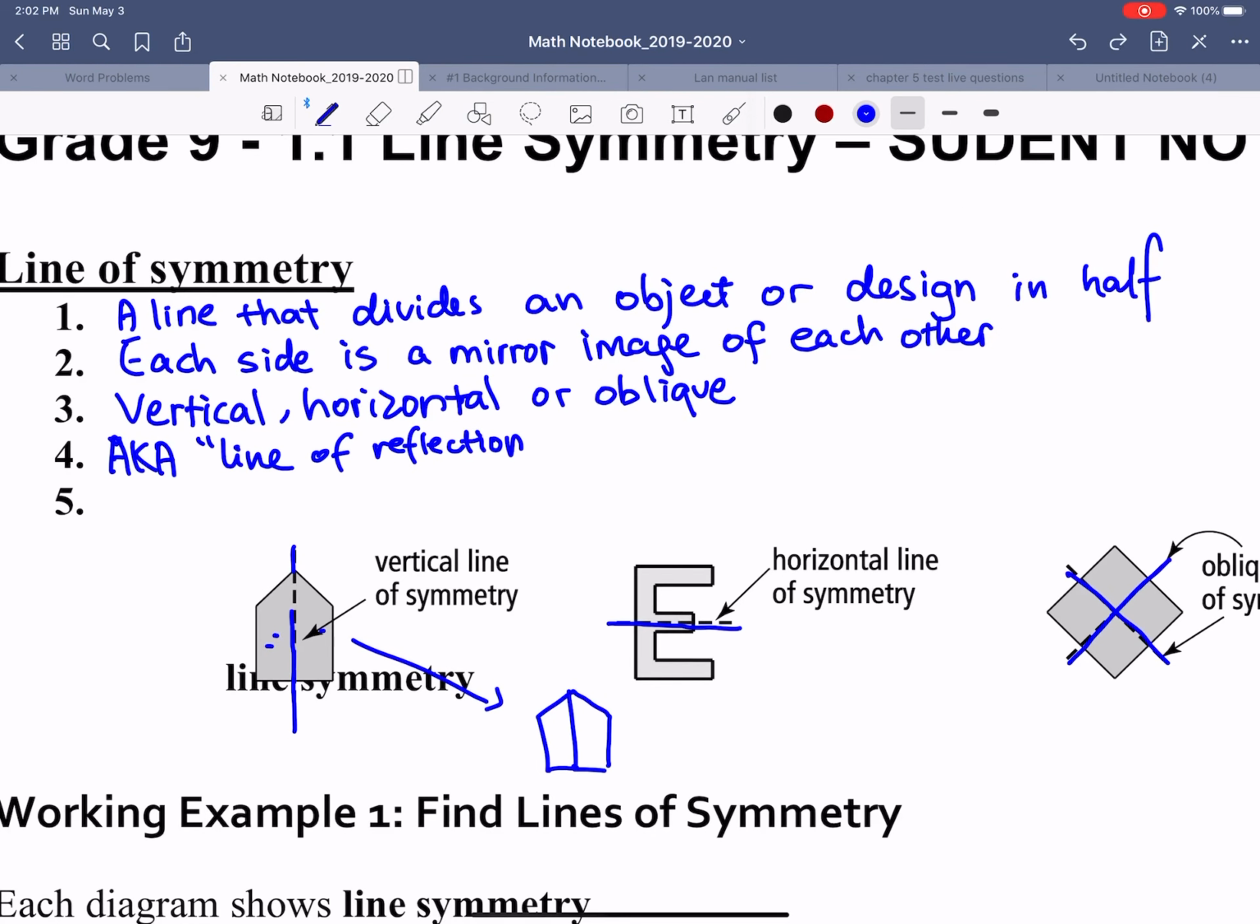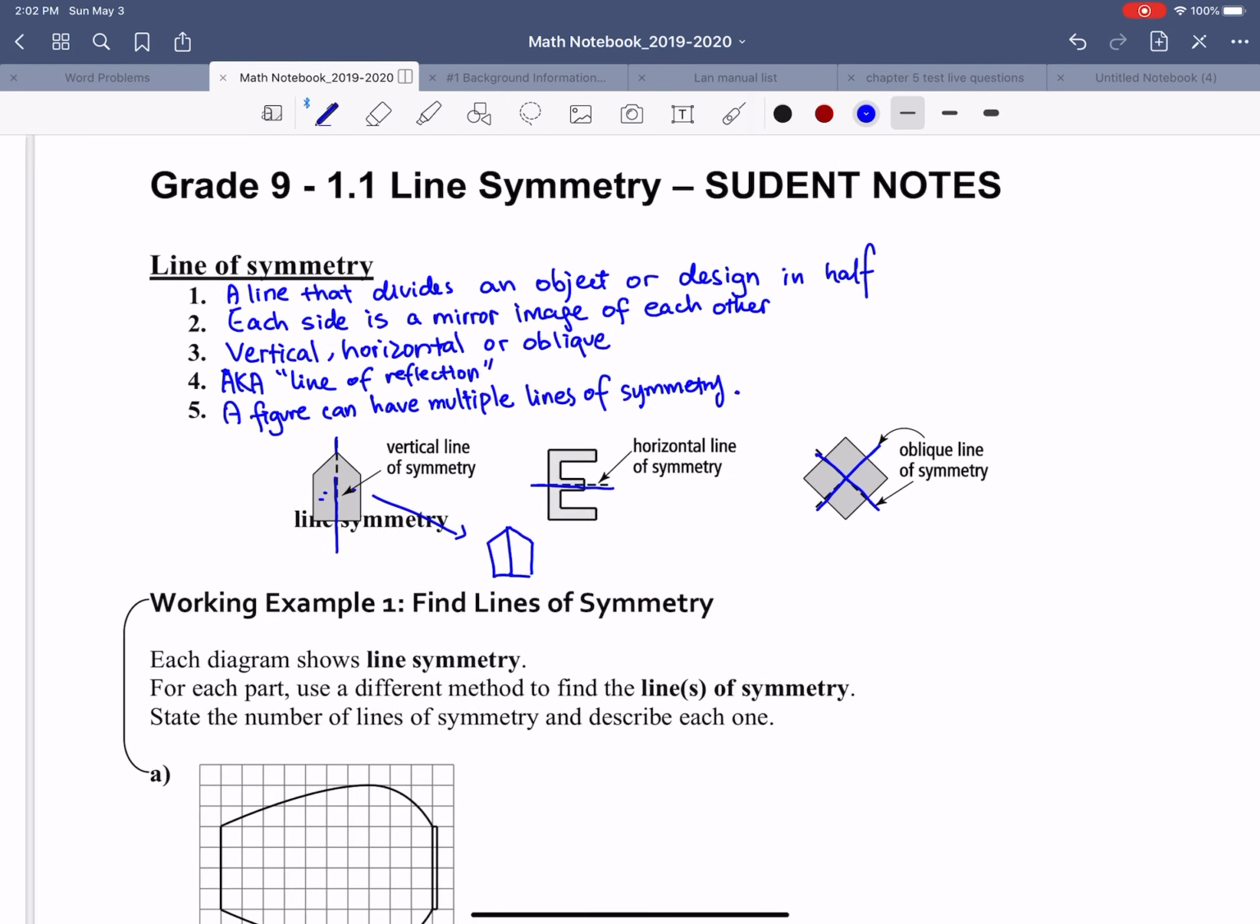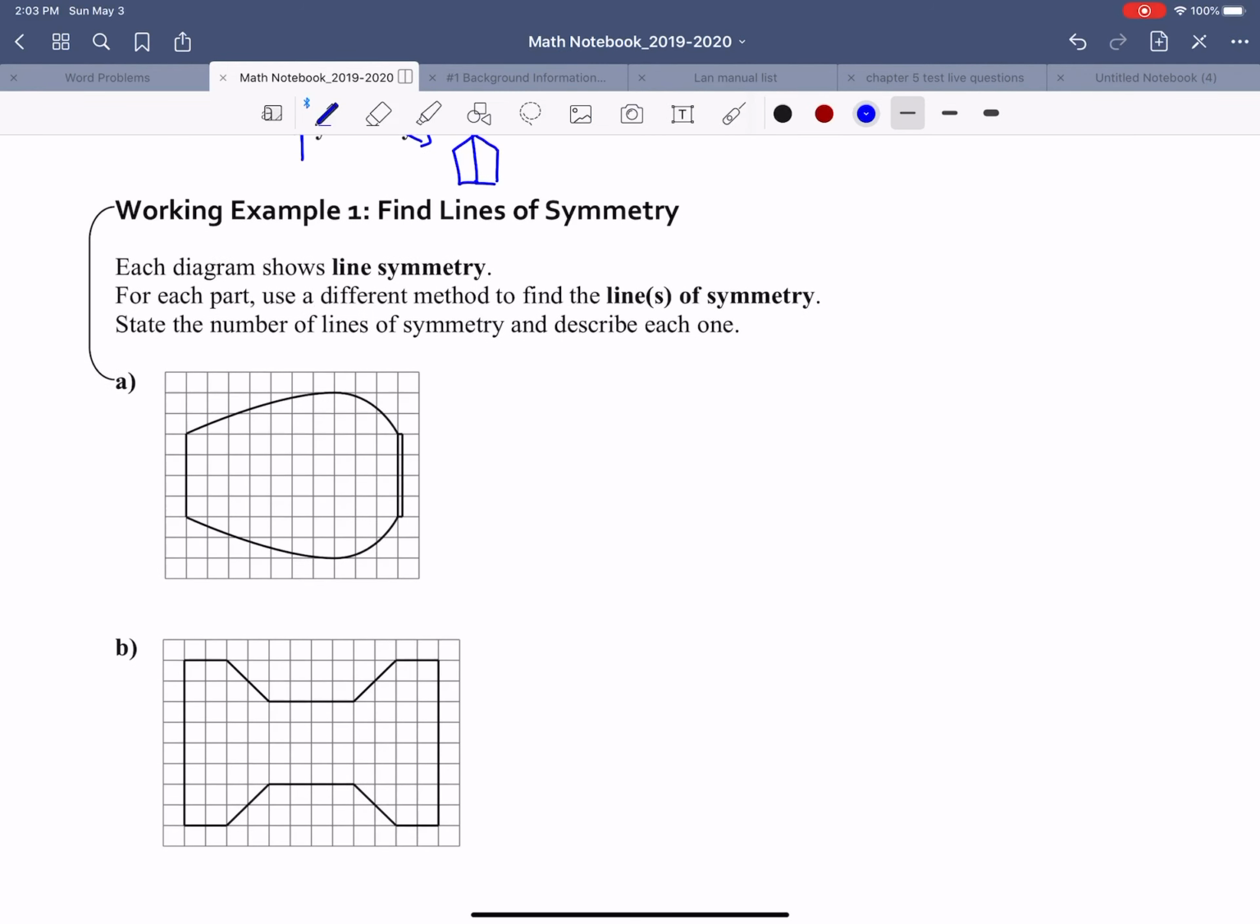Okay, and like we said before, a figure, or shape, or a 3D design, an object can have multiple lines of symmetry. So we're basically going to ask you how many lines of symmetry this shape has, something like that. Lines of symmetry. Okay, there we go. And let's talk about each question here.